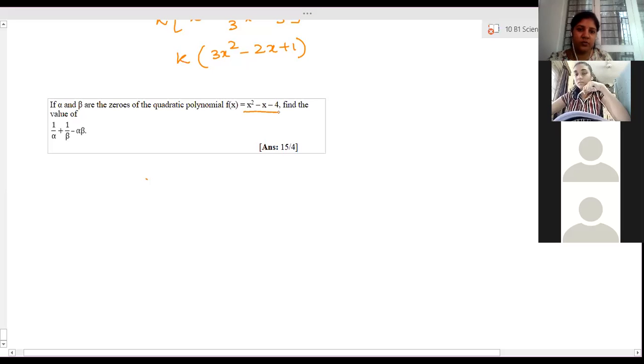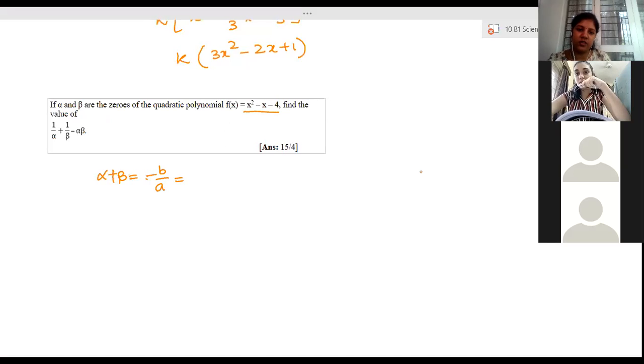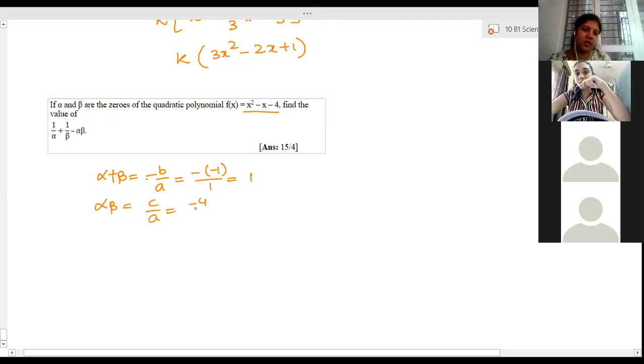So here, this is the equation whose zeros are alpha and beta. What is the value of alpha plus beta? Minus b by a. What is minus b here? Minus of minus 1, so plus 1 by 1. So answer is 1. And what is the value of alpha beta? It is minus 4 by 1, which is minus 4, right? Now whose value are they asking to find?